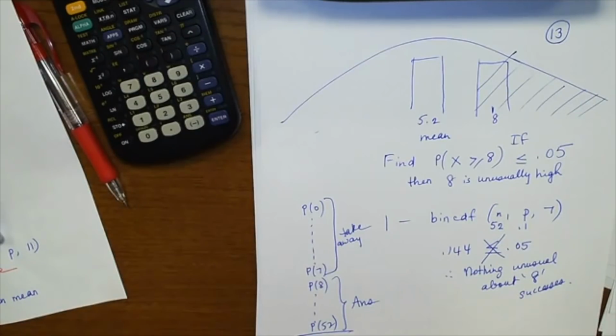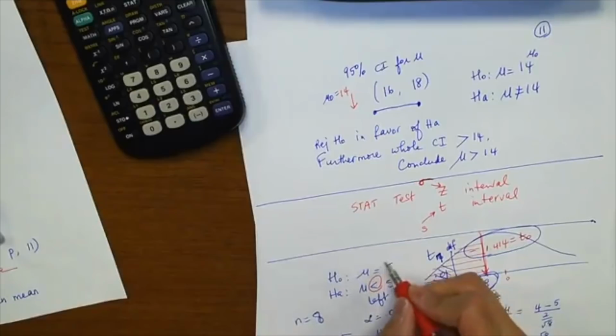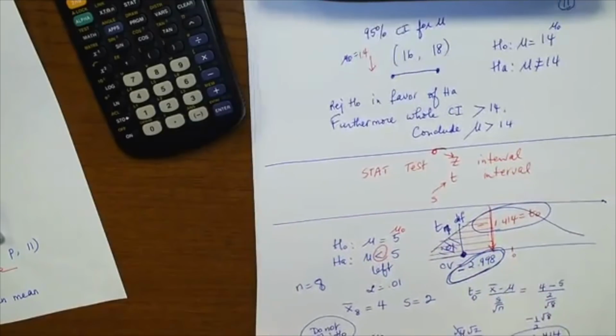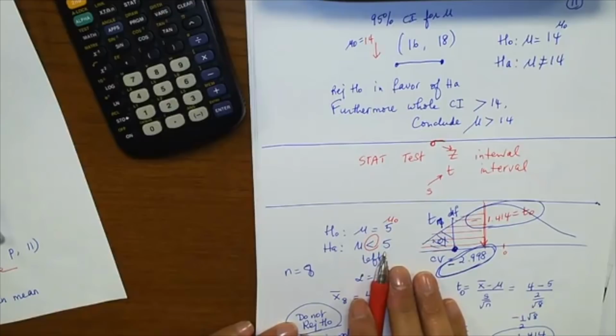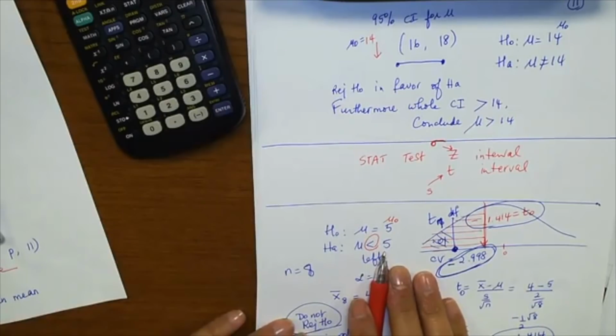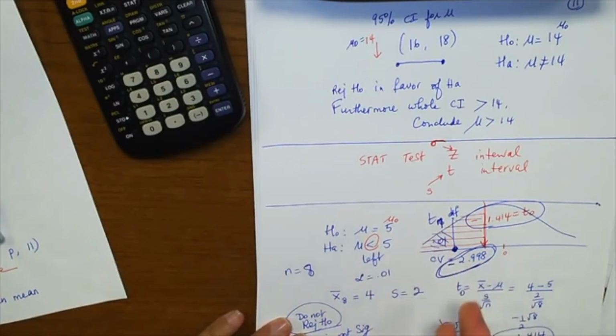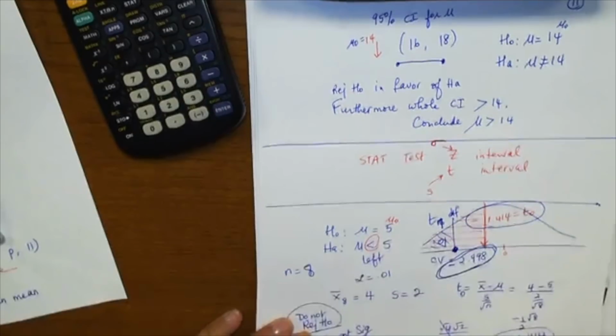How do you find mu naught again? Mu naught comes from H naught. This is mu naught. I'm testing to see if kids start telling time before the age of 5. So 5 and then less than 5. Before the age of 5, so I made it left-sided. Left-sided, right? Yes.